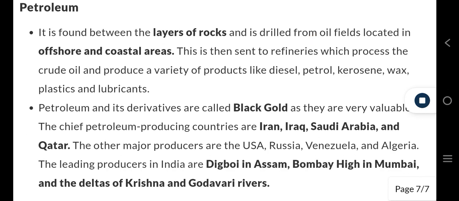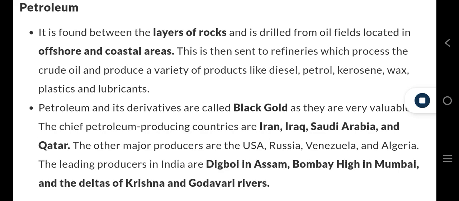Petroleum. It is found between the layers of rocks and is drilled from oil fields located in offshore and coastal areas. This is then sent to refineries which process the crude oil and produce a variety of products like diesel, petrol, kerosene, wax, plastics and lubricants. Petroleum and its derivatives are called black gold as they are very valuable. The chief petroleum producing countries are Iran, Iraq, Saudi Arabia, and Qatar. The other major producers are the USA, Russia, Venezuela, and Algeria.